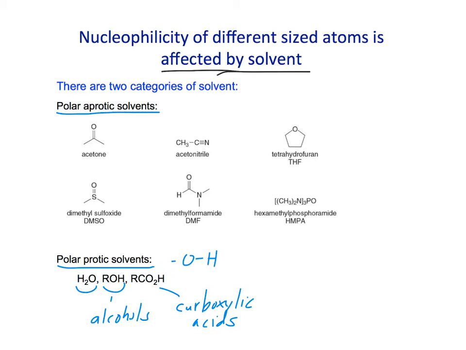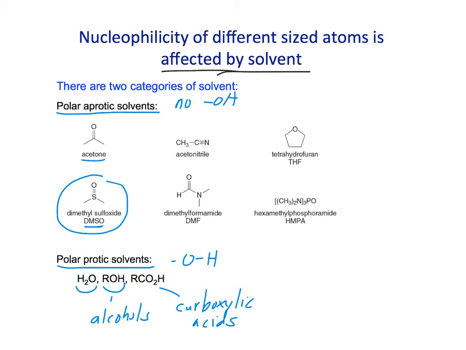The polar aprotic solvents do not have an OH. Some common aprotic solvents are acetone. This is a ketone. Acetone is found in fingernail polish remover. A common solvent for substitution reactions is dimethyl sulfoxide down here. Its abbreviation is DMSO. So DMSO is similar to acetone, but the carbon at the center of the molecule has been replaced with a sulfur.